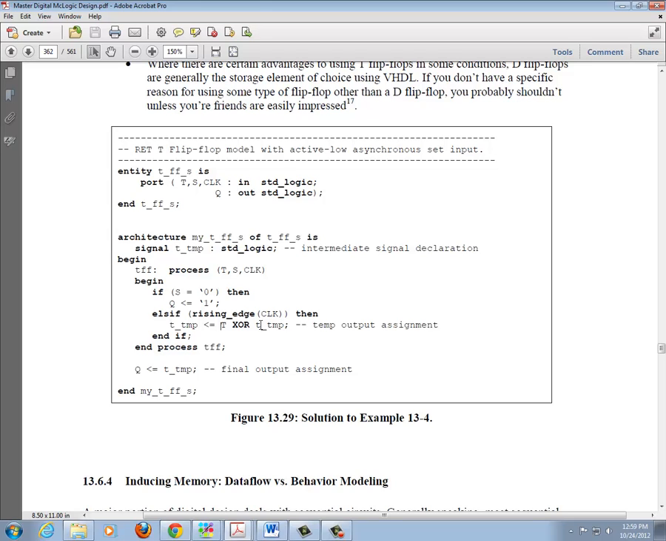So we do that by using a T-temp variable to hold what Q is. And then as you can see here, we assign Q to T-temp. And this, once again, the signal allows us to have it be both an input and an output at the same time. So this is how you model a T flip-flop in VHDL with an active low asynchronous set.